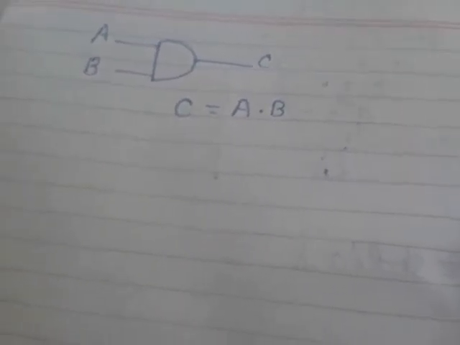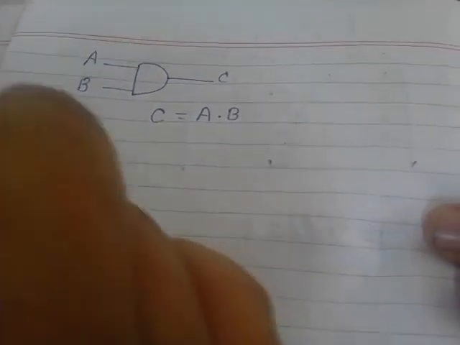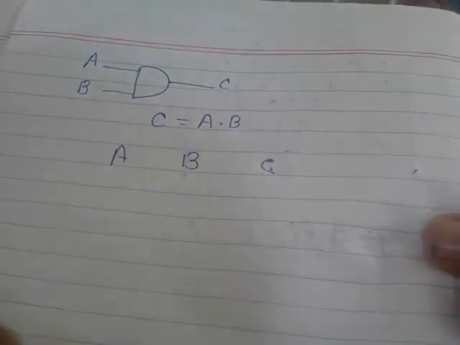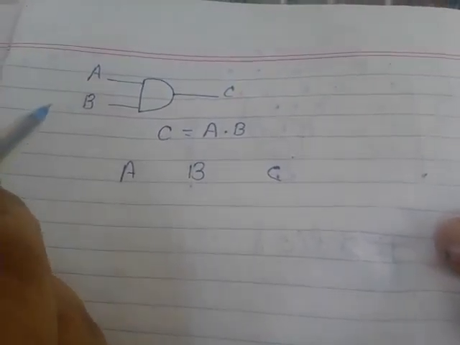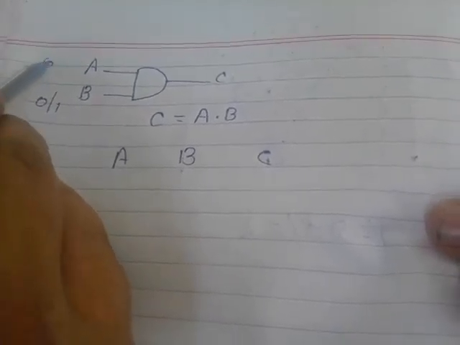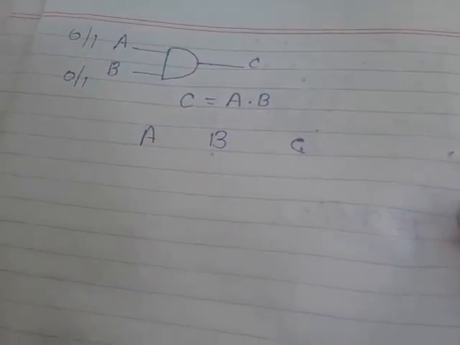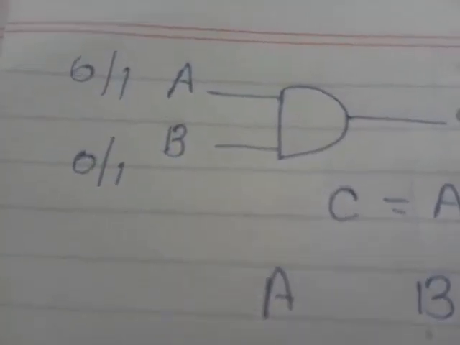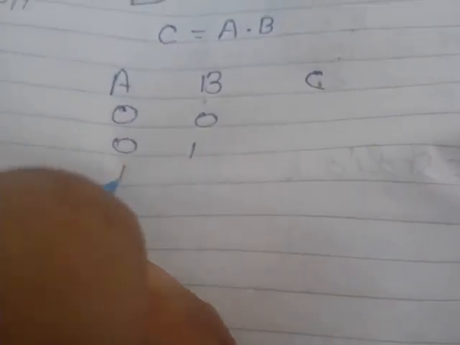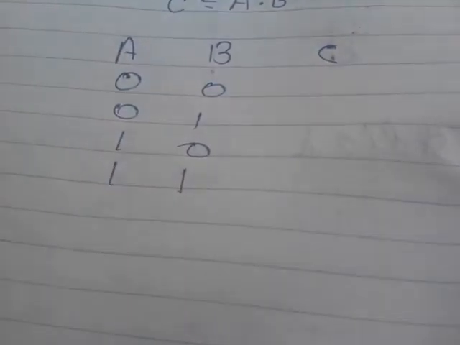Well, if we look at the truth table of this, it's going to be like this: A, B, then C. Since there are two inputs and the inputs can be either 0 or 1, there will be four input combinations. So it's going to be like this: 0 0, 0 1, 1 0, and 1 1.